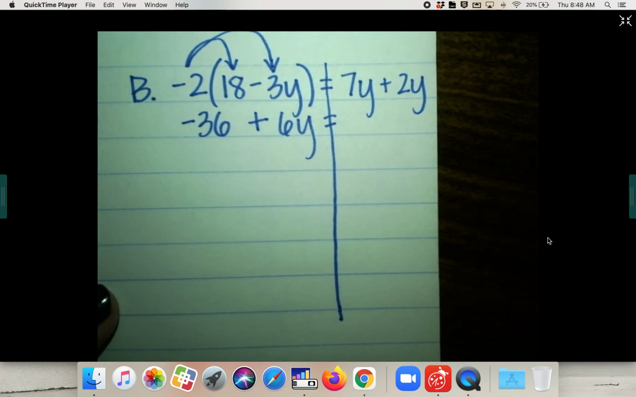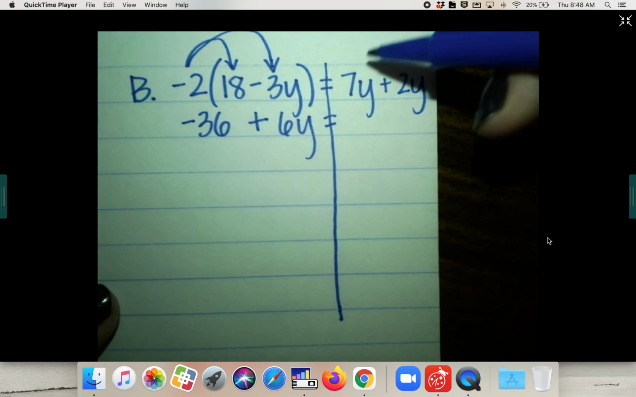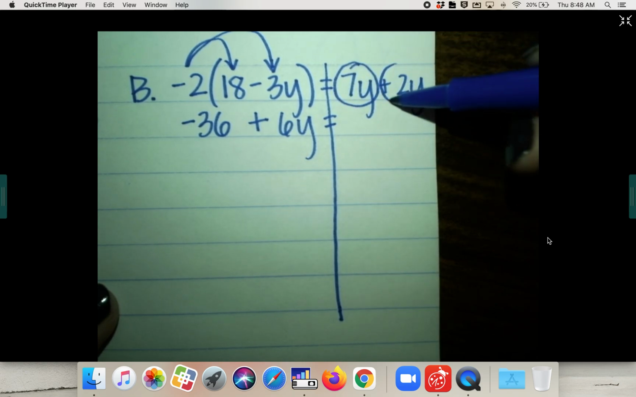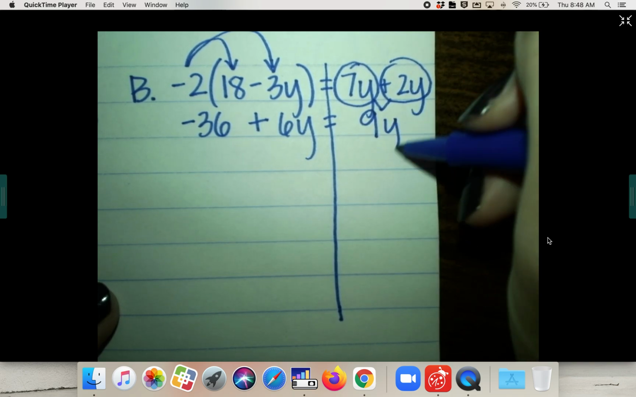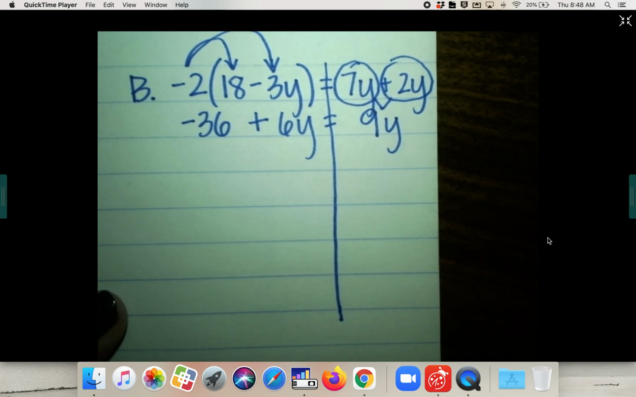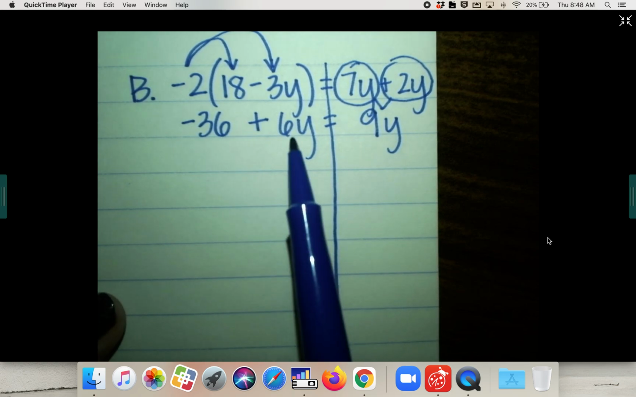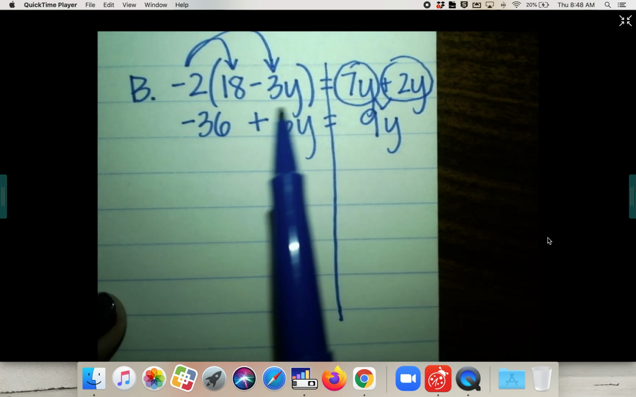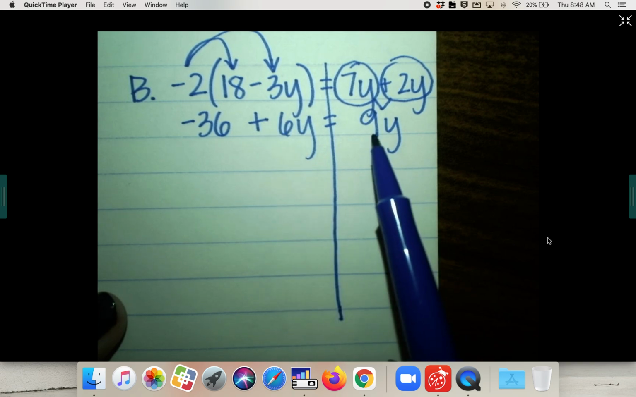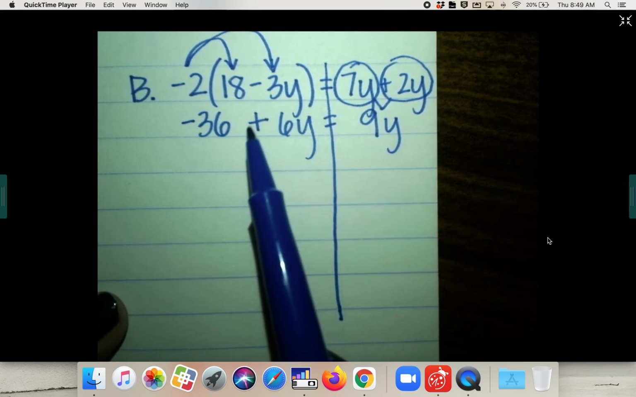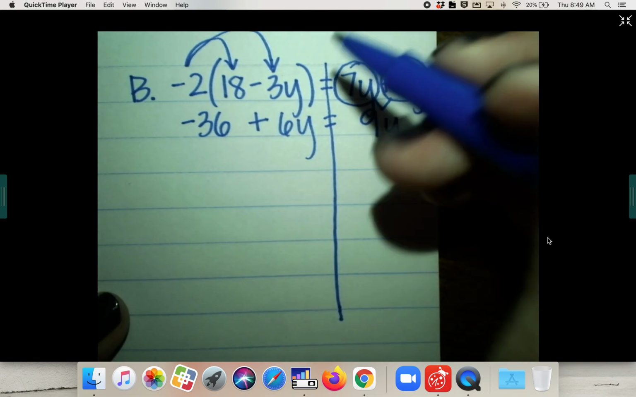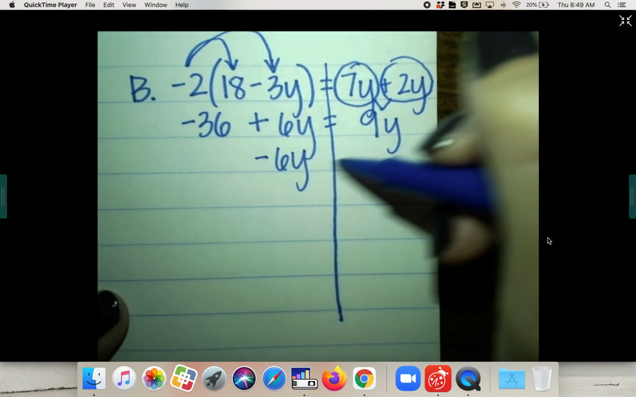What do you notice on the right? Yeah, they're like terms. So can we go ahead and combine these two? 7y plus 2y is 9y. Very good. And now we've got a y over here and a y over here. We're going to have to move one. You can't move this one because then there'd be nothing left on the right. So we want to move this one. So let's move the +6y by doing -6y on both sides.